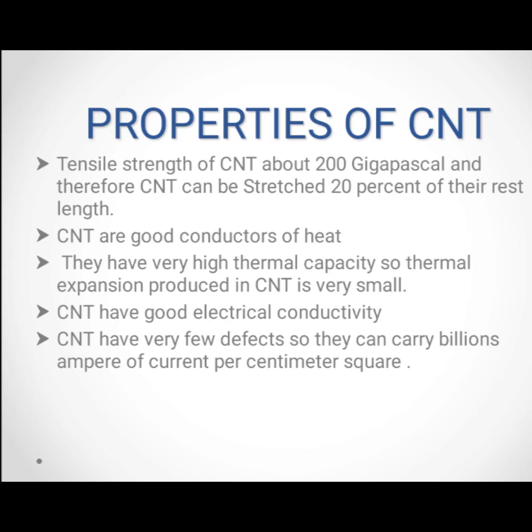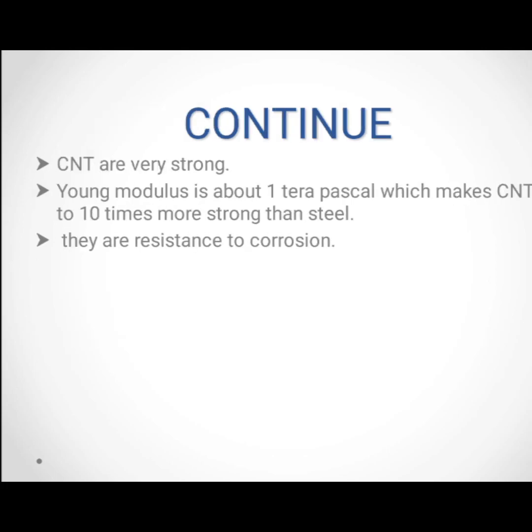Carbon nanotube have very few defects, so they can carry billions of amperes of current per centimeter square. Carbon nanotube are very strong. Young modulus is about 1 terapascal, which makes carbon nanotube 10 times stronger than steel. They are resistant to corrosion. It is their big property, because if there is no impact of corrosion on the carbon nanotube, we can use it for a long time.